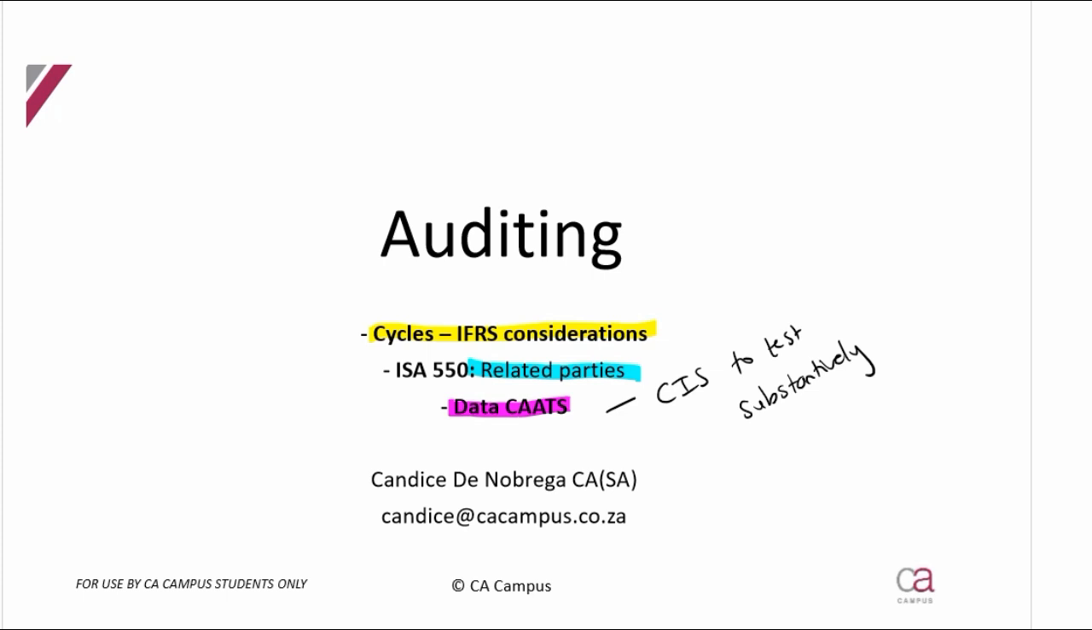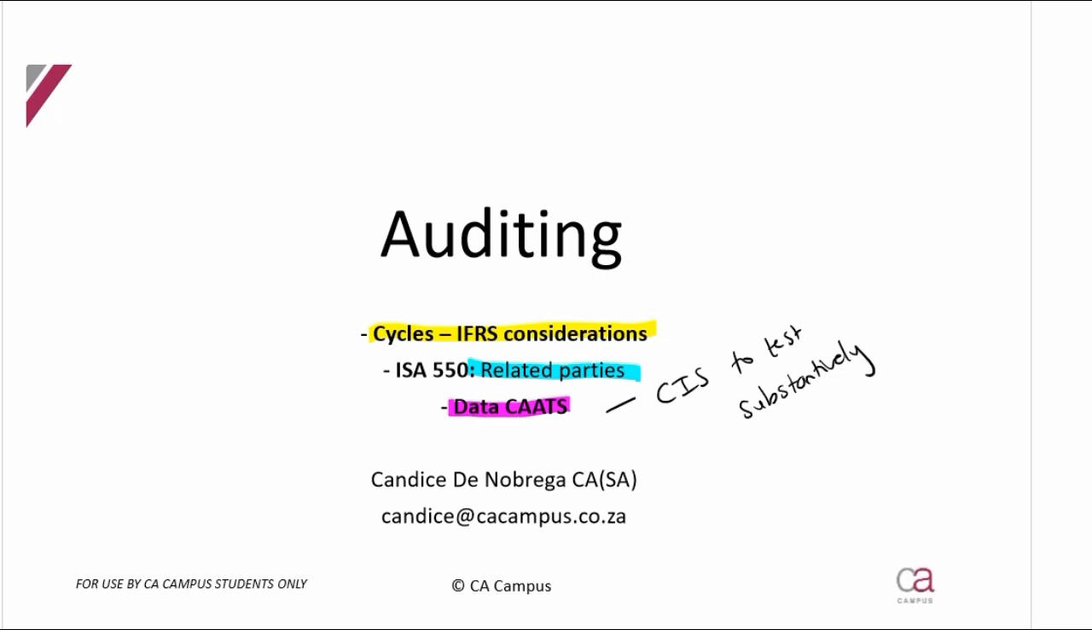So previously we did system CAATS. The client had a computer information system, so we tested the controls within that system using system CAATS. Okay, test data, putting a transaction into the system to see how the controls actually work. Now we're doing data CAATS. How can we test substantively because they have a computer information system?